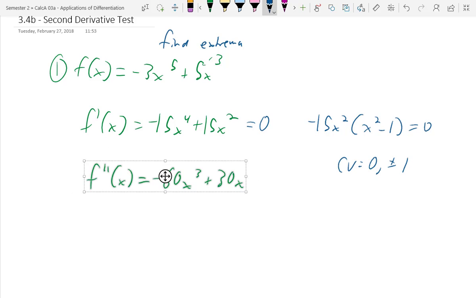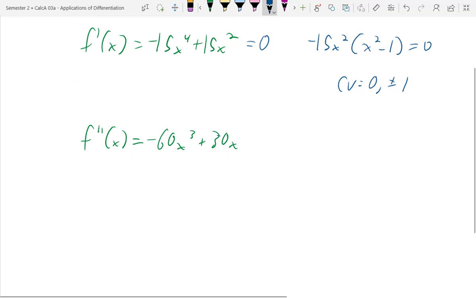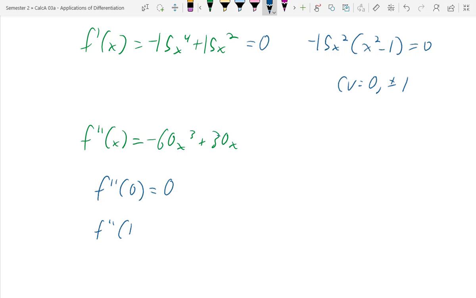Okay. I'm going to slide the second derivative down. A second derivative test is to do f double prime of 0, which is not that hard to do. It's 0. f double prime of 1 is negative 30, and f double prime of negative 1 is positive 30.